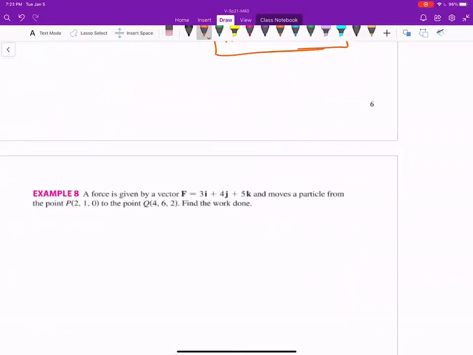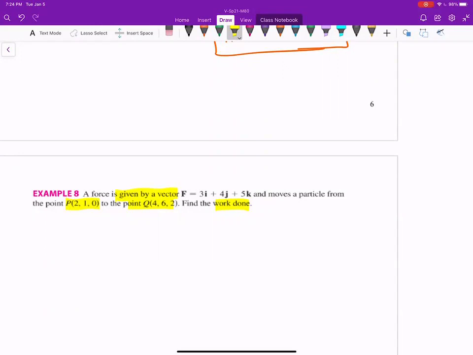The next problem: a force is given by a vector F equal to 3i plus 4j plus 5k and moves a particle from point P with coordinates 2, 1, 0 to the point Q, which is 4, 6, 2. Find the work done. So we are given 2 points, so we can determine the vector connecting the 2 points. So the displacement vector can be found.